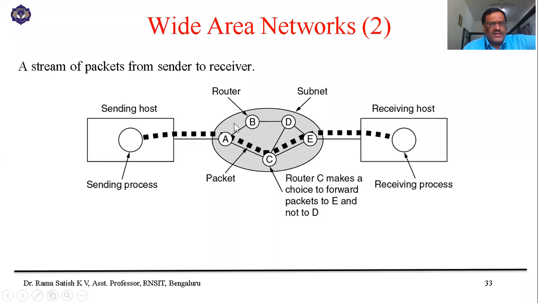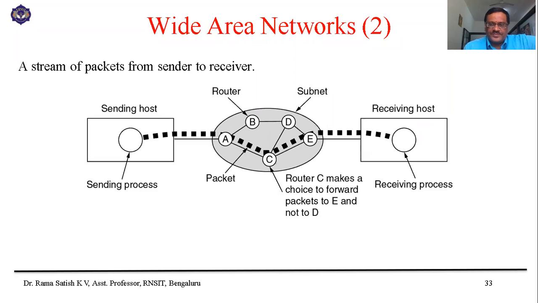And in a wide area network, what happens? A stream of packets from sender to receiver moves across various nodes. You can see the sender is only one, and the receiver is only one. But in between, there are multiple paths, and your packet goes through a selected route and reaches the destination. Here A, C, B, D, E are all routers in between, and routers will decide which is the shortest route from the host computer to the receiving computer. So it is transmitted like this.